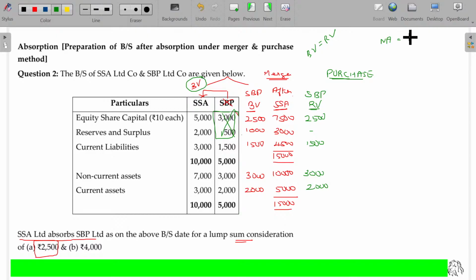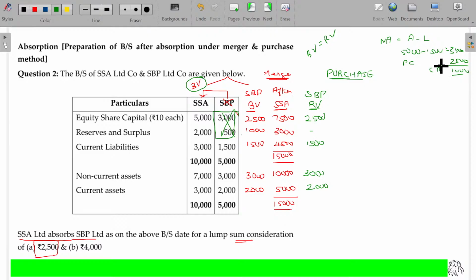You can see this way how net asset is the assets minus liabilities. So the asset in this case is 5,000, liabilities being 1,500. So net asset is 3,500. What is the purchase consideration? You are making payment of only 2,500. As you are paying less, you gain. The gain of 1,000 rupees is named as capital reserve.